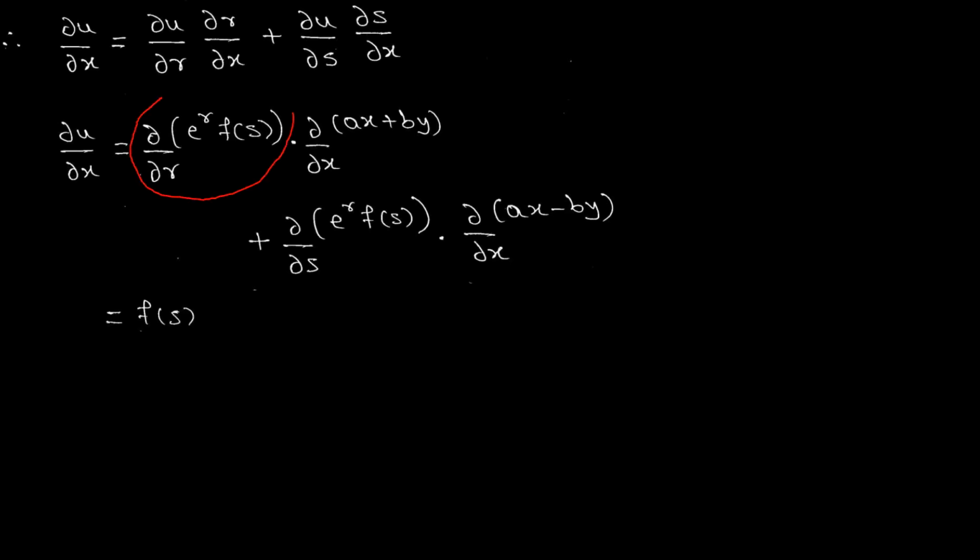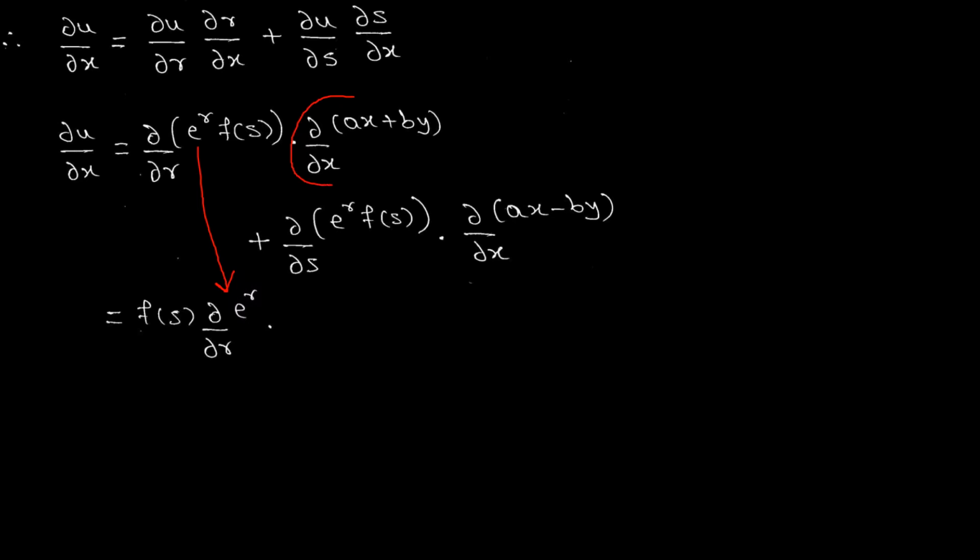If you look carefully, since we are differentiating this partially with respect to r, the variable s has to be taken as constant. Therefore, f of s will be constant, kept outside. We can see here f of s has been taken as constant. We apply dou by dou r on e to the power r now. Yes, we have applied dou by dou r of e to the power r.